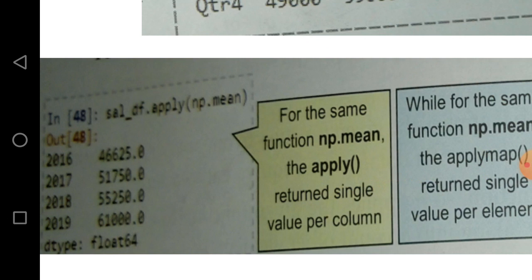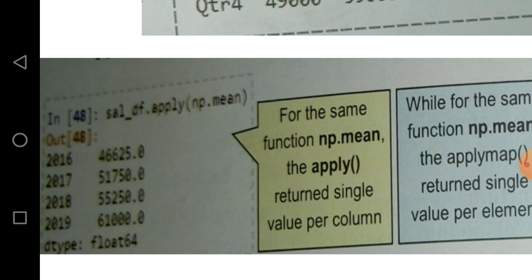Sal_df.apply(np.mean). As I told you, the apply function works on a row or on a column, not each and every element, while the applymap function works on each and every element of a data frame. So there are four columns: 2016, 2017, 2018 and 2019.